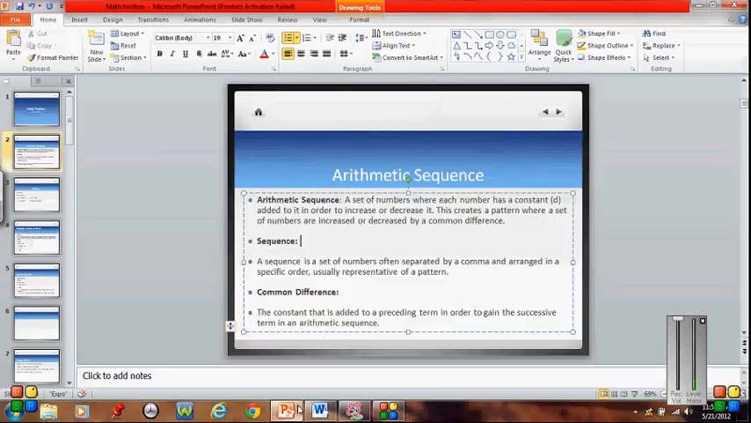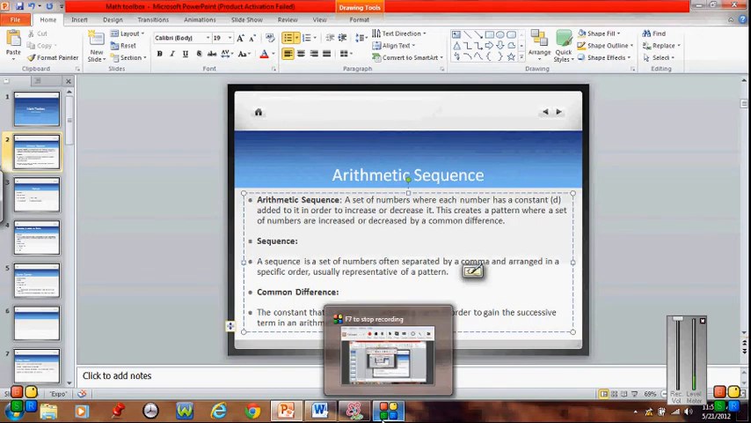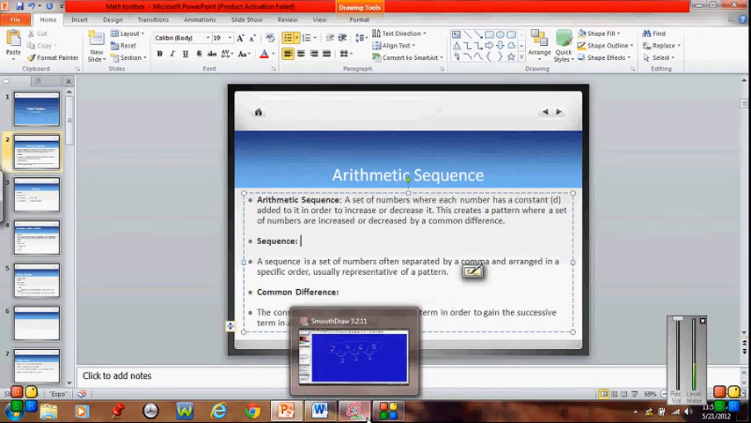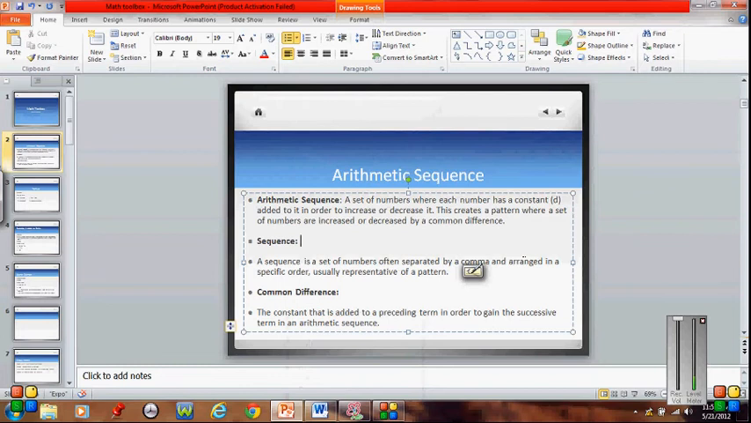And let's look at a couple of key terms. We have a sequence. A sequence is pretty much any set of numbers separated by a comma and arranged in a specific order, usually representative of a pattern. A sequence doesn't have to be arithmetic, it can be a different type of sequence, as we'll look at in future videos. There's geometric sequences as well. So that's pretty much what a sequence is.